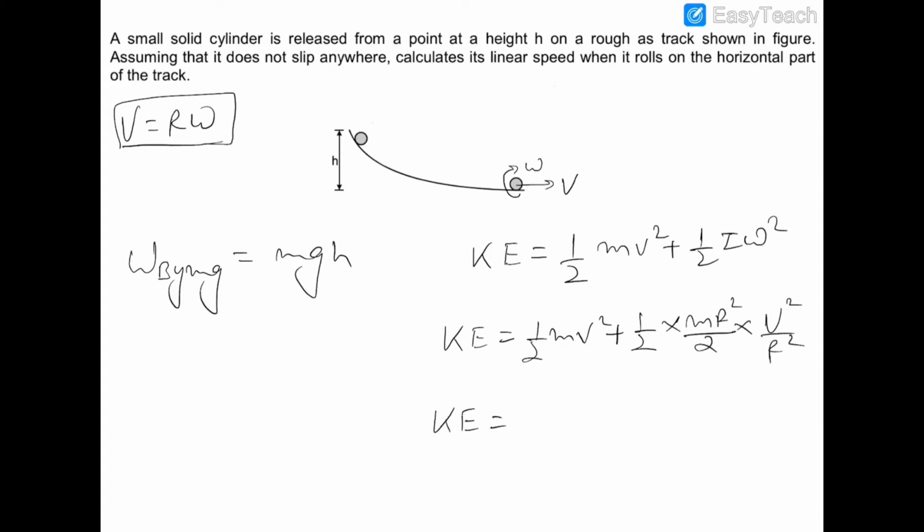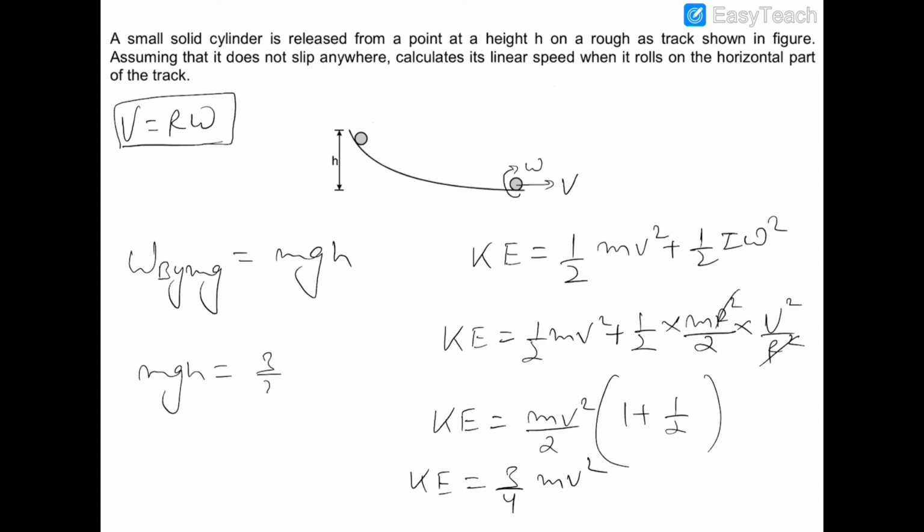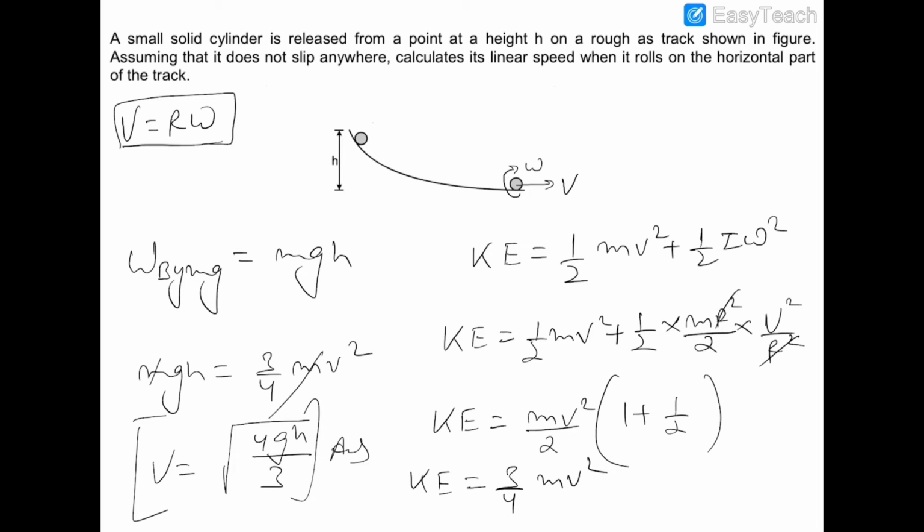So for the kinetic energy of this solid cylinder, half mv square is common. This is 1 plus 1 by 2. So this is 3 by 4 mv square. And this kinetic energy is equal to mgh. So mgh is equal to 3 by 4 mv square. So v is equal to under root 4gh by 3. So this is the final answer.